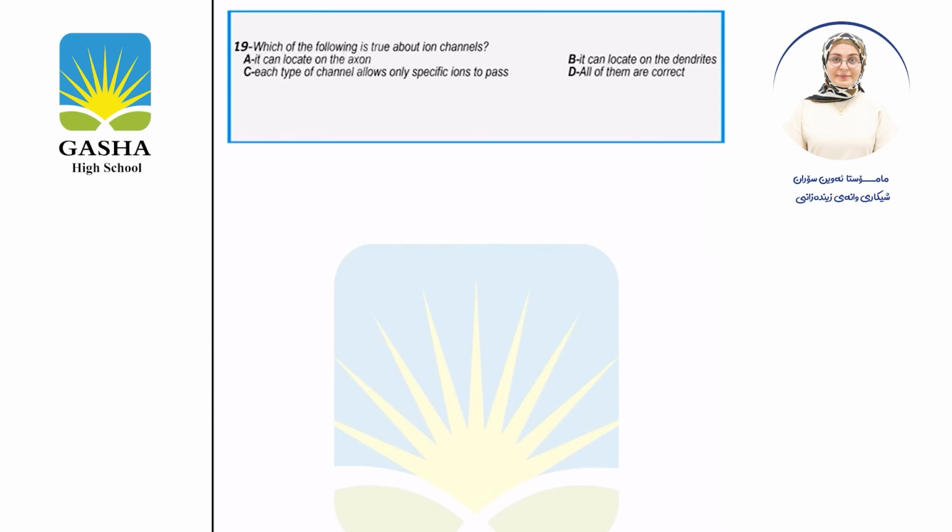Question 19. Which of the following is true about ion channels? A, it can be located on the axon. Yes, ion channels are sometimes located on the axon. B, it can be located on the dendrite. Yes, on the dendrite we also have ion channels. C, each type of channel allows only a specific ion to pass. Yes, as you know, we have potassium ions and sodium ions, so each of them is specific for transporting a specific type. So this one is also true. Last one, D, all of them are correct. The most true answer for this question is D.